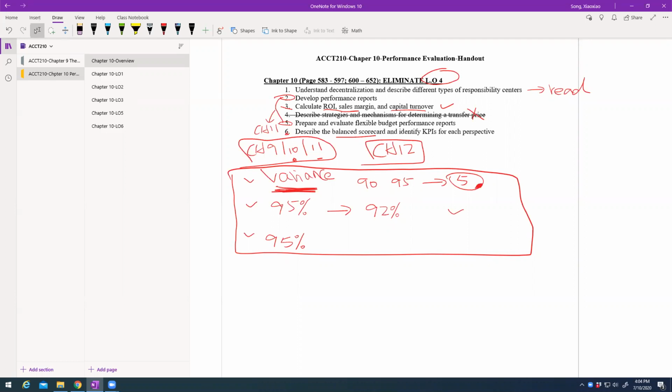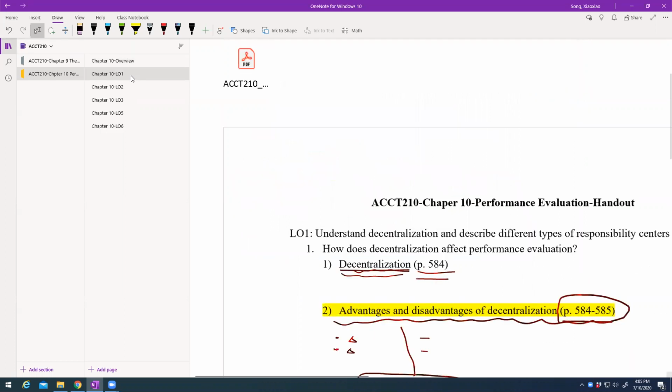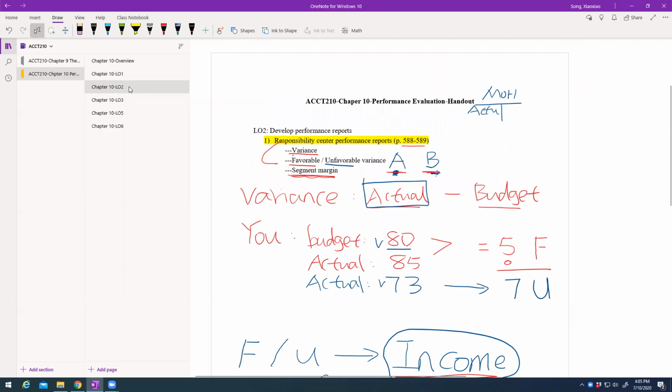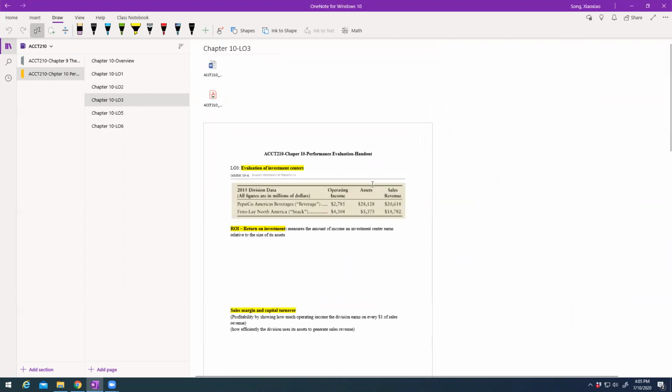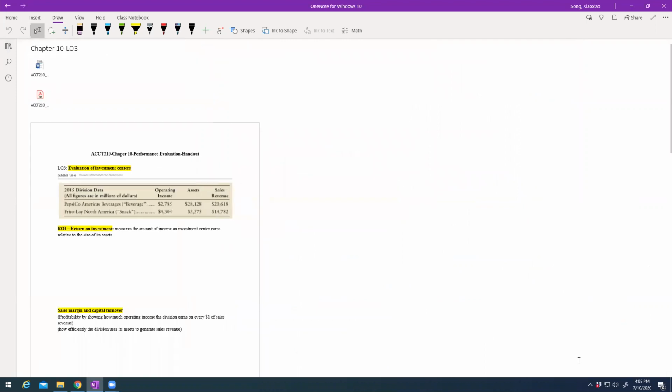And finally, we will really start working on some important part. Last time we talked about learning objective 1, basically just the background. Learning objective 2 gave you some idea about the variance. And then today we talk about the important part: how do we evaluate the performance using some ratios, using some calculation? So now let's get started.